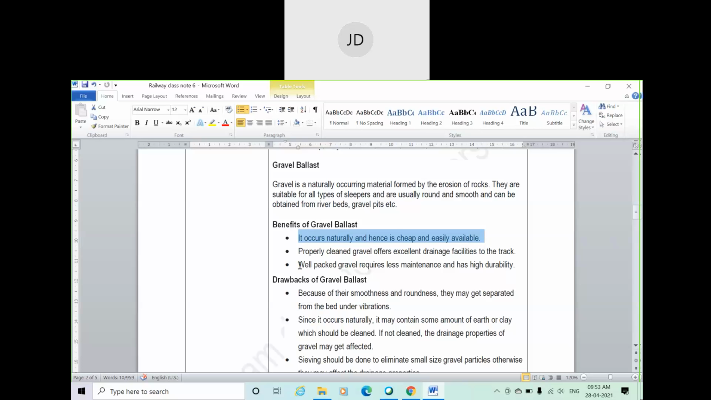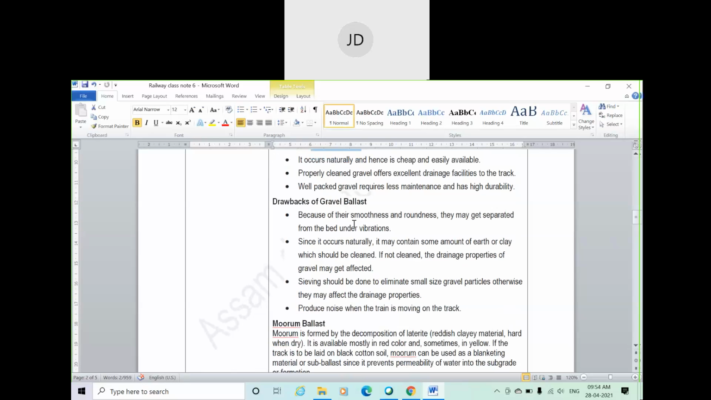Next, number three, well-packed gravel requires less maintenance and has high durability. It requires very little maintenance. That means the maintenance cost will be very low if you use gravel ballast. But there's a but. There are some drawbacks of gravel ballast also.